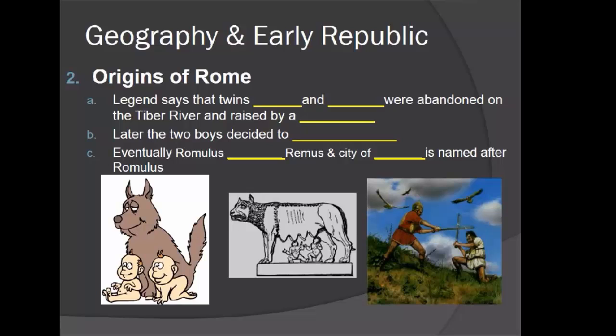Later, the two boys decided to build a city. However, they couldn't agree on certain things, and eventually Romulus kills Remus, and the city of Rome is named after Romulus.